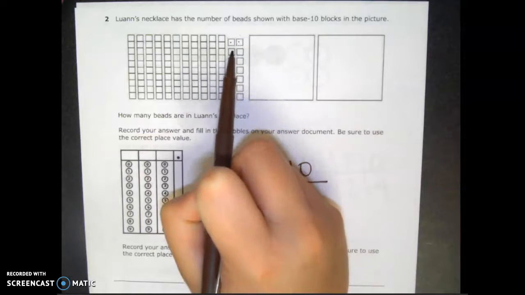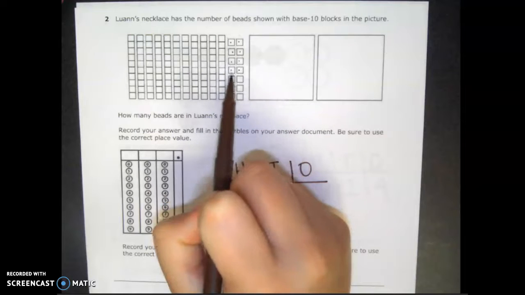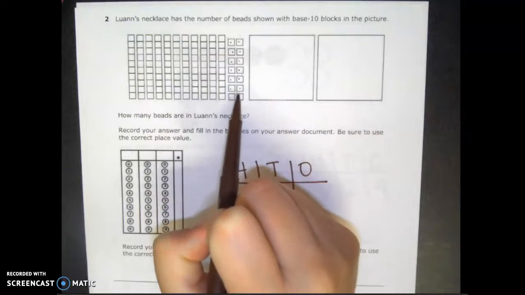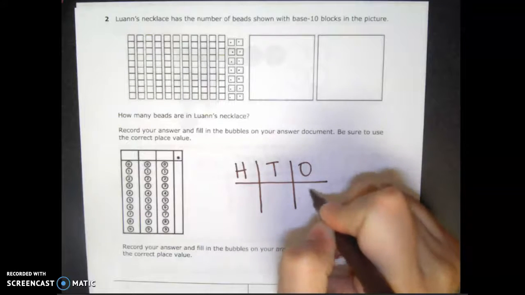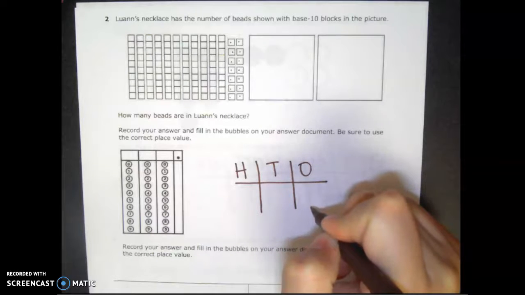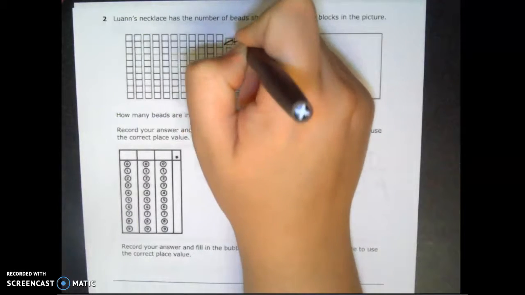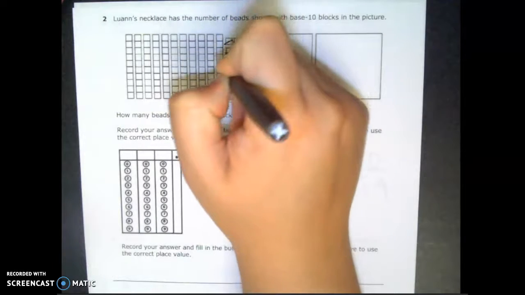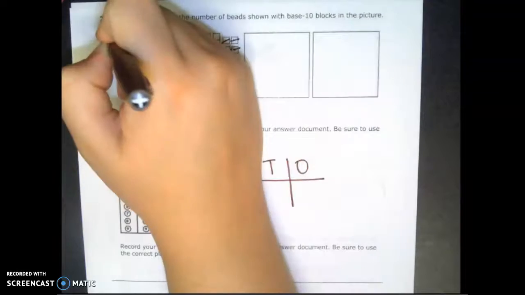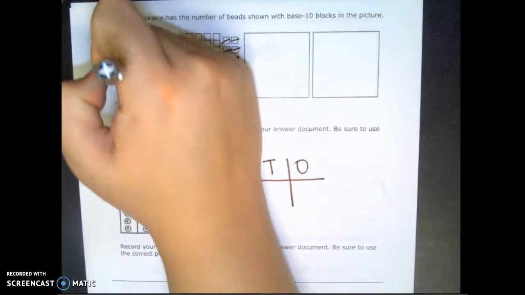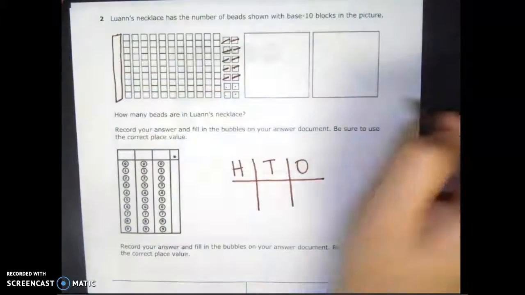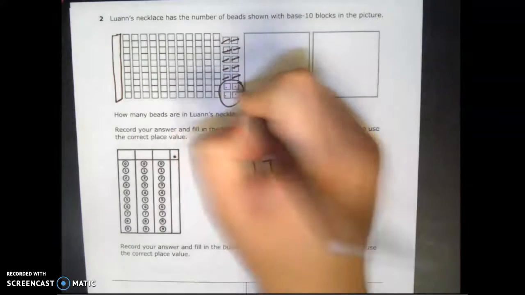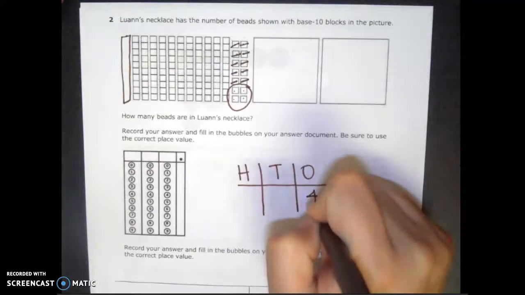1, 2, 3, 4, 5, 6, 7, 8, 9, 10, 11, 12, 13, 14. Well, I'm not going to plug 14 ones here, okay? What I am going to do is I'm going to regroup. So I'm going to take 1, 2, 3, 4, 5, 6, 7, 8, 9, 10, and I'm going to create another tens rod. And now I'm left with only 4 ones.